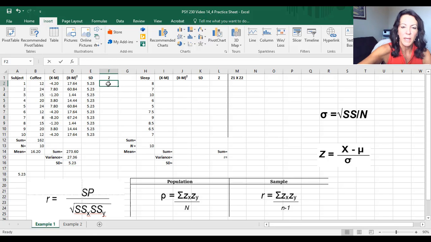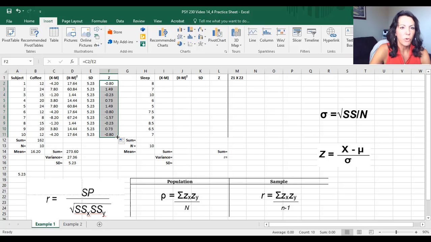Easy, easy. We can go equals the score minus the mean divided by the standard deviation, and we can do that for all of them. Now we have z-scores for the coffee scores. Let's take a look. We have a score of 12. The mean is 16.20. It has a z of negative 0.8, which means it's below the mean. That makes sense. A coffee score of 24 is quite a bit above the mean, and yes, the corresponding z-score is above the mean. So right now we have z-scores that show where all of these coffee scores would be in a distribution.